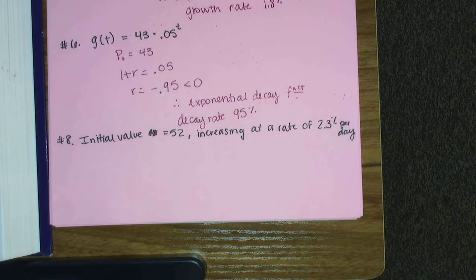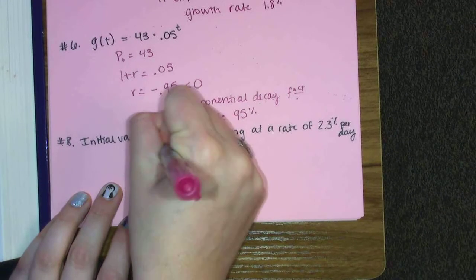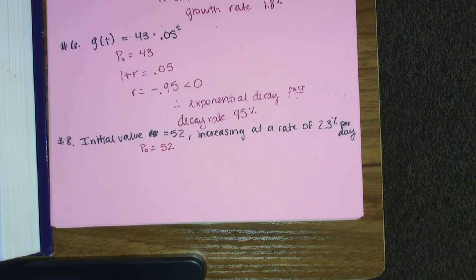Okay, so this is going to be what kind of a problem? Growth or decay? Okay, it's going to be a growth problem. Okay, so I'm told what my initial value is. Okay, it's 52, so this is my P of 0, or P sub 0 is 52. I need to know what R is equal to, so how would I find R with this given information? Any ideas on how I would do that?